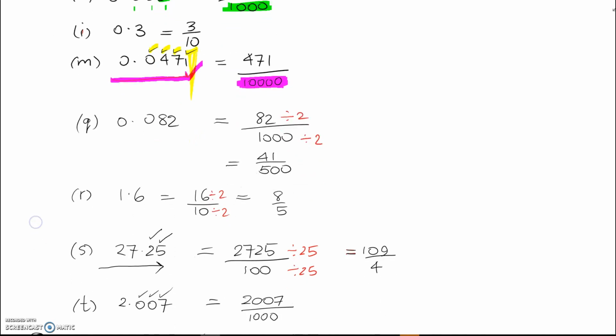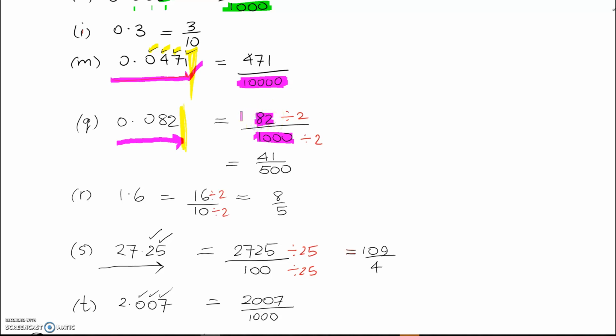Let's look at Q, 0.082. So that 82 I know is involved, so I write it in the numerator. Then I ask myself, well, which column does the 82 finish in? It finishes here. Which column is that? Let's walk along. Units, no. Tenths, no. Hundredths, no. Thousandths, yep. So that's why that's 1,000 over there. So I've got my 82 over 1,000, and that's fine.